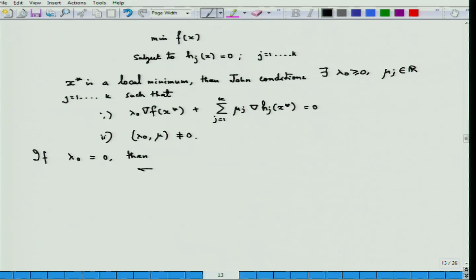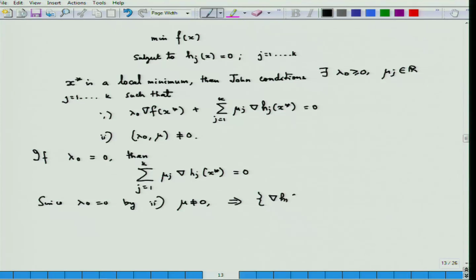Then, since lambda naught is equal to 0, by condition number 2 mu is not equal to 0, implying that the set of gradients of the H j, j from 1 to k, is linearly dependent.